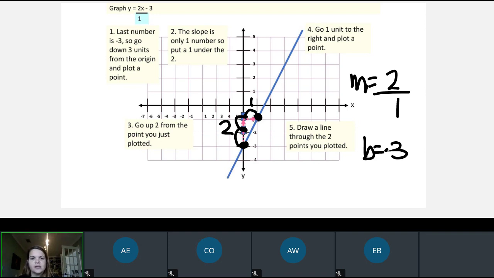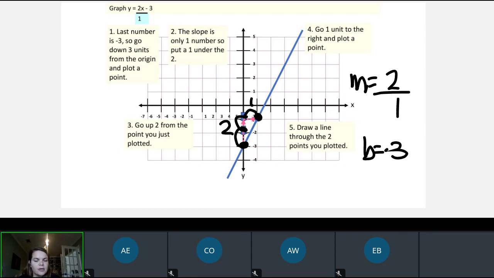Okay, so Annalise, tell me what your y-intercept is. So over here, slope is, and then tell me what your y-intercept is. Good, Aubrey. Good job. You can go ahead and go to slide 4.